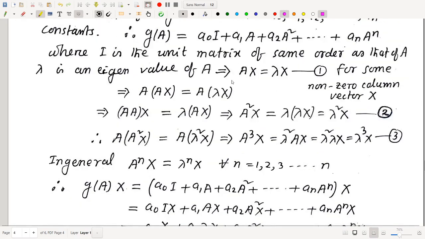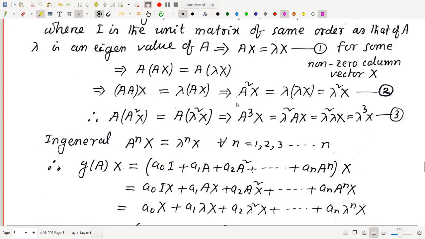Definition. Now let us pre-multiply both sides by A. Matrix multiplication is associative, so A into Ax equals lambda, the scalar can be taken out, lambda times Ax. But Ax is lambda x, we know. So this lambda again becomes lambda square. So what we have proved, A square x equal to lambda square x, means from this line we can say that lambda square is an eigenvalue of capital A square.